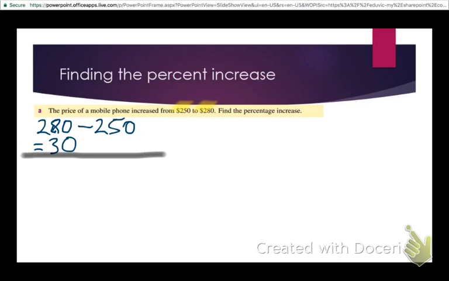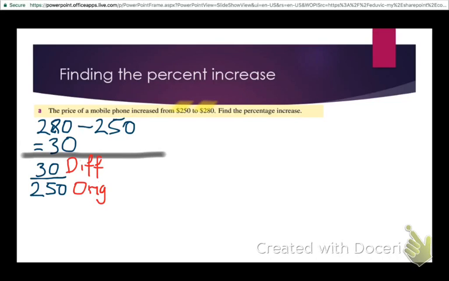So our fraction is $30, the difference or the increase, divided by 250. It's our original, so just remember that it's the difference divided by the original, not the difference divided by the new price. That's really important. You'll obviously get an incorrect answer if you do that.